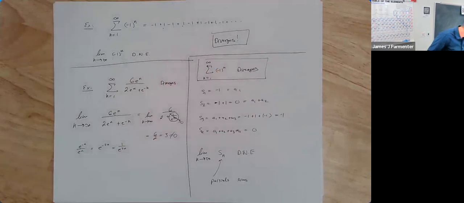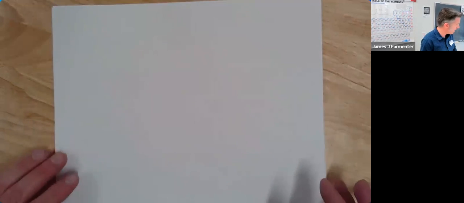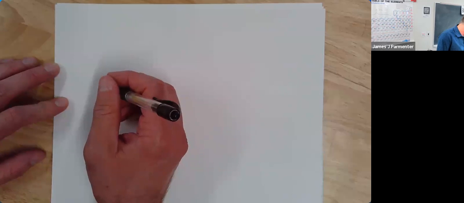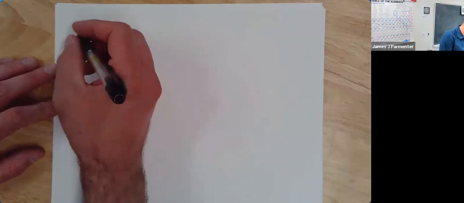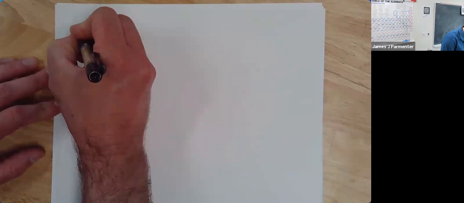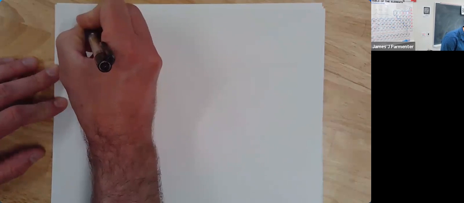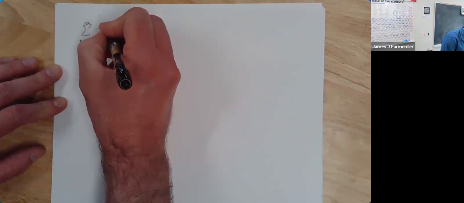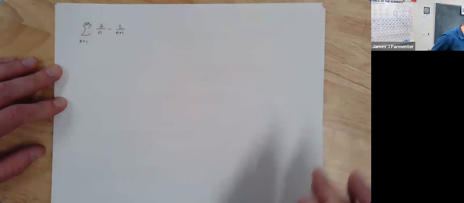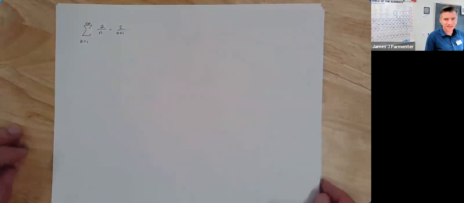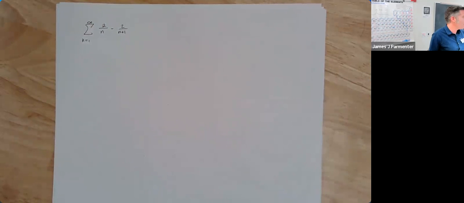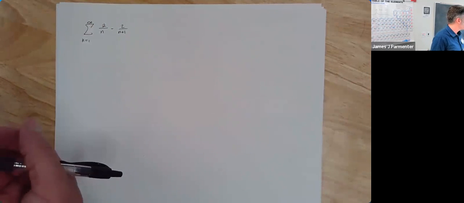Let's look at a couple. So let's say we had, let's do that one. Let's say we had this sum from n equals 1 to infinity of 2 over n minus 2 over n plus 1. This is an example that you might not actually see in class, but it's a good example anyway. This is an example of what's called a telescoping series.